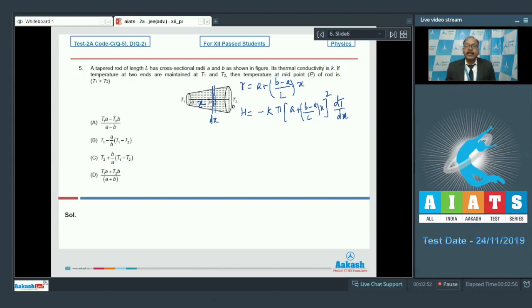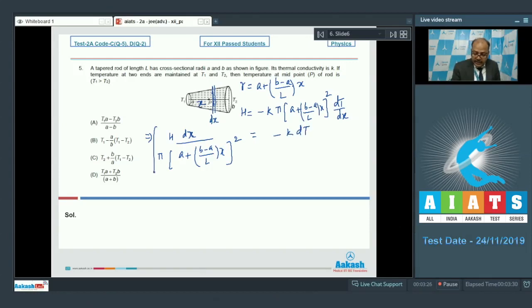Now in steady state, the rate of heat flow is going to be same through every element. So in the next step, we write H dx divided by pi into a plus b minus a by L into x square is equal to minus k dT, and let's integrate. X goes from 0 to L and temperature goes from T1 to T2. So on the right hand side we will get k into T1 minus T2.